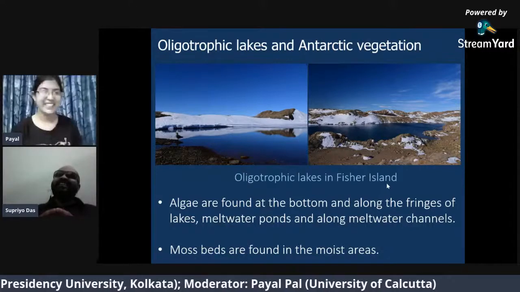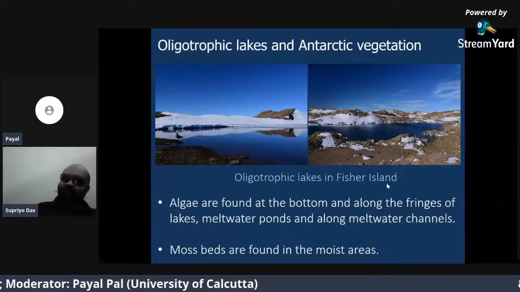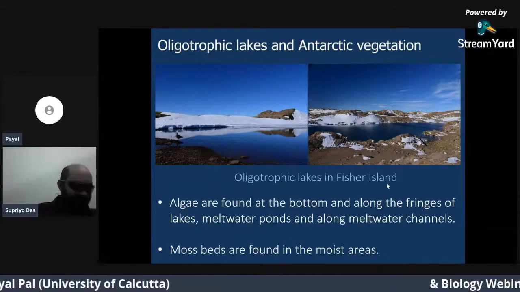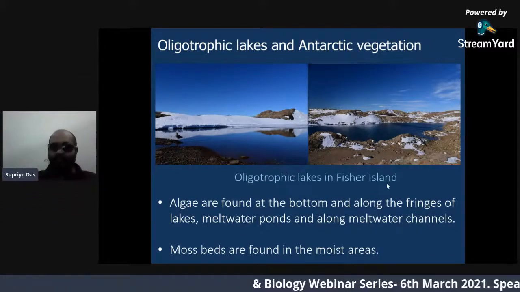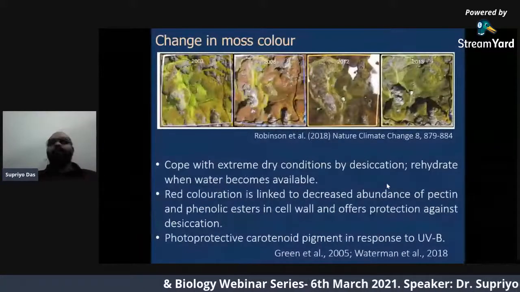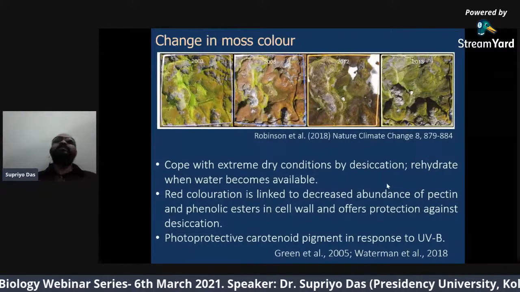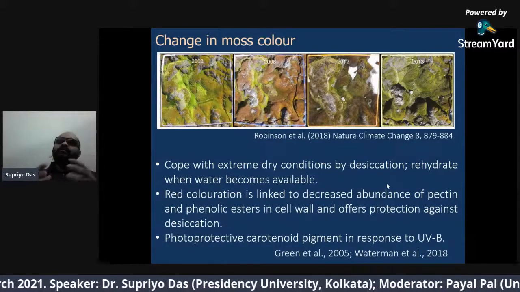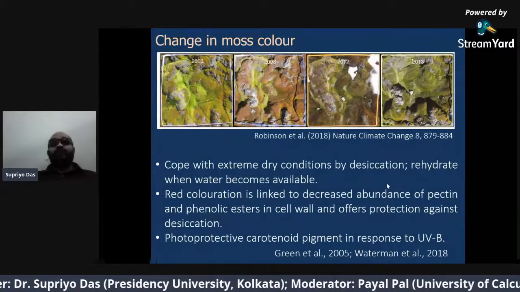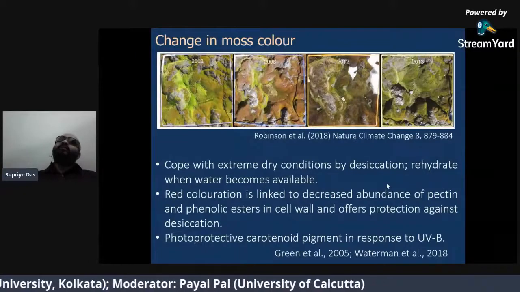So there is another form of vegetation, that is moss. We find algal mats in the moist areas or mostly under the water, and then the algal mats in the moss beds. Now, the first thing that I observed in Larsemann Hills is a change of color of the moss beds. Some moss are green, some are red, reddish green, some are gray, black, or even completely dry.